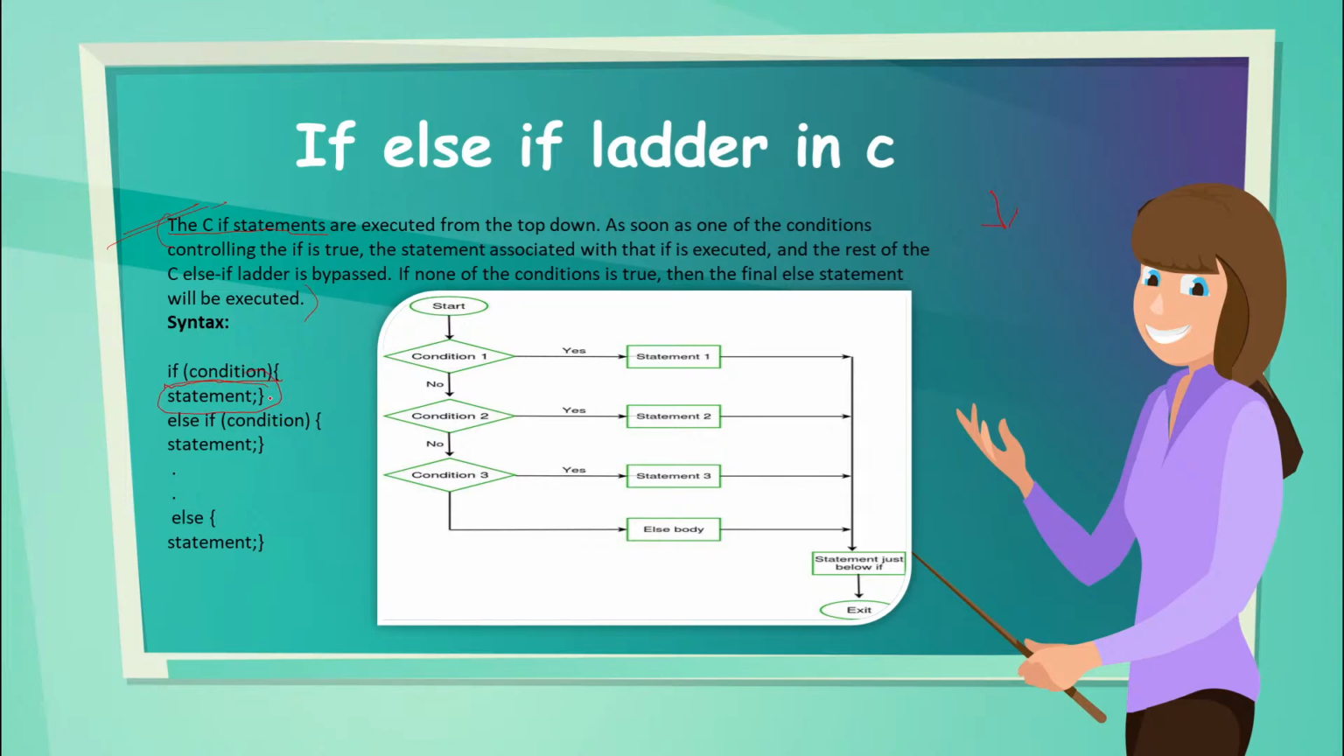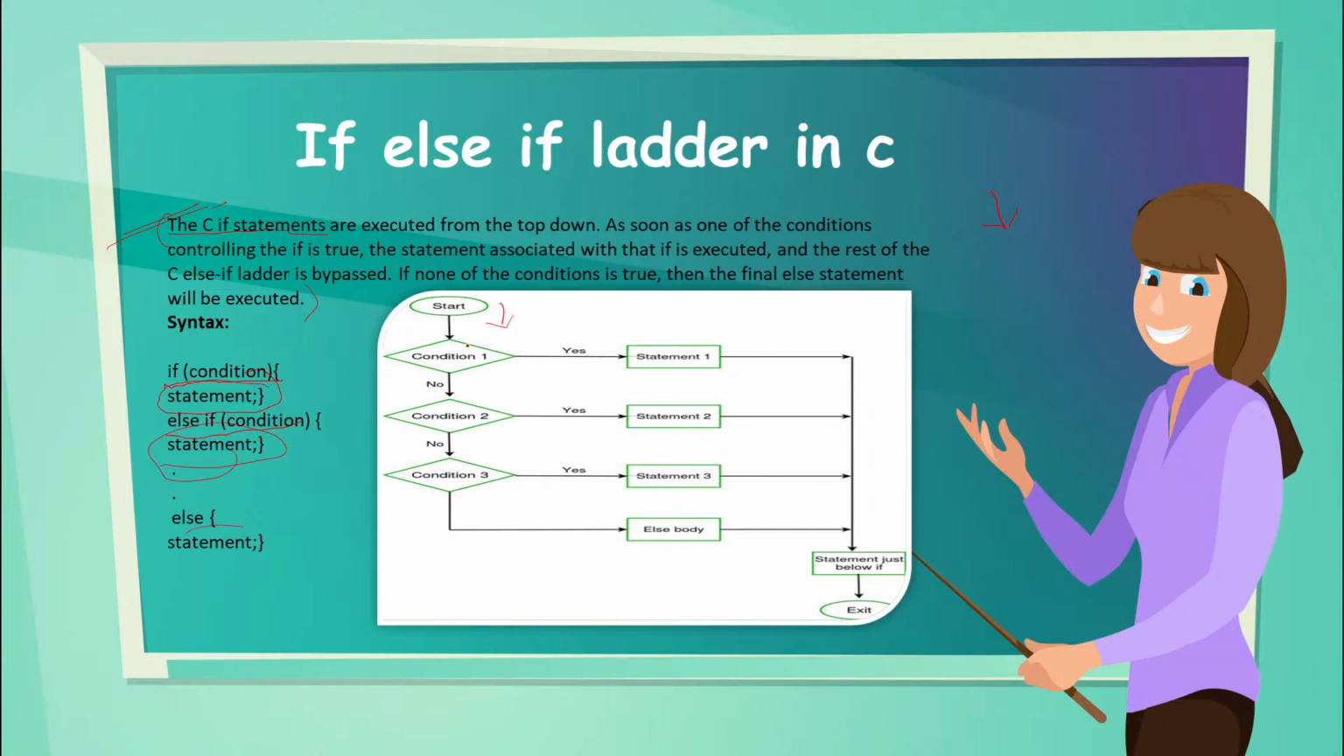In the starting cases, if this condition is not satisfied, then it will go to the else block. But here it's not the condition. If this condition is not satisfied, then it will go to the else if block. Here also one more condition will be there. If this condition is satisfied, then this particular statement will be executed.